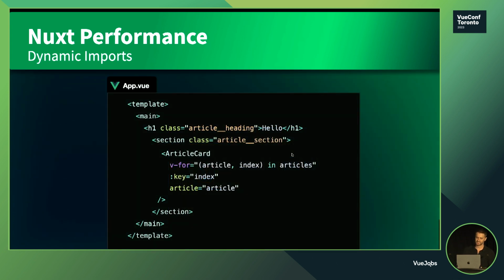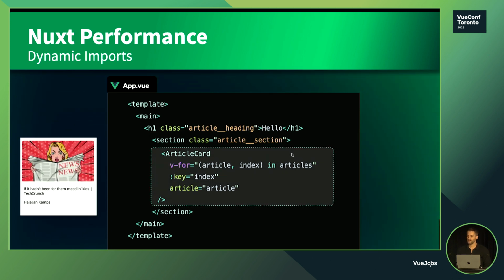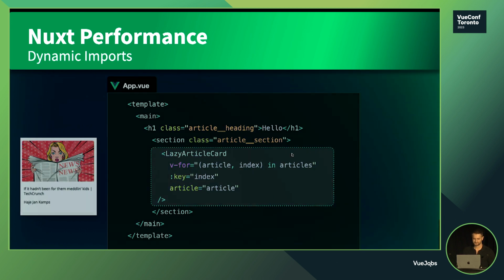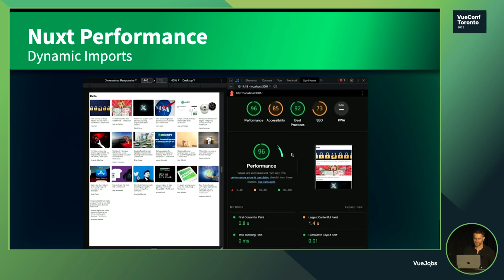To implement lazy loading in our app here, we're going to simply tack the lazy prefix onto the component that we want to lazy load. In this case, it's going to be this article card here. Those are all the cards in the home page of our app. So we'll just swap that out for the lazy article card, and we get that dynamic importing functionality. And with that, we can see that the performance score just got a little bit better and now sits at 96.